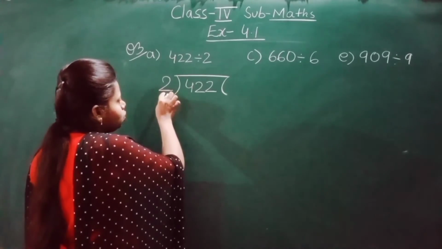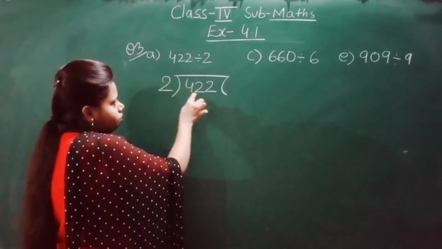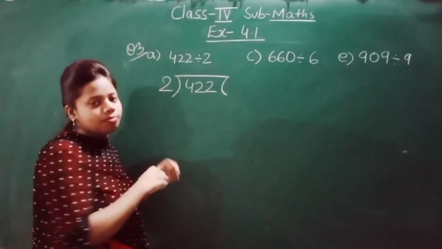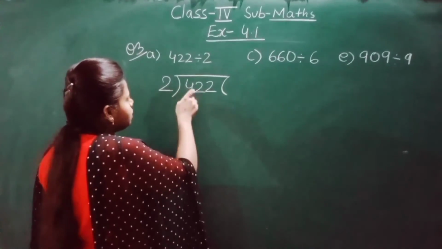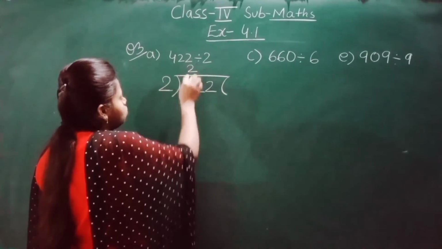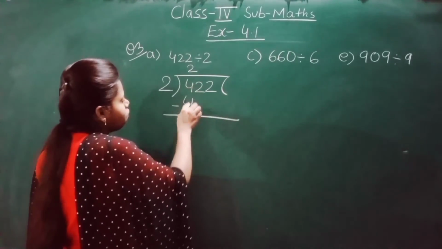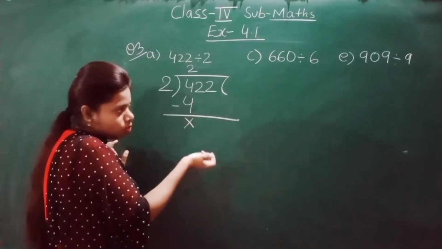So we have to divide this number by 2. First we'll start with the first digit. 2 in 2 table, 4 is there. 2 ones are 2, 2 twos are 4. So 2 how much makes 4? 2 twos are 4. So we will write 4 here also. Then we will subtract. 4 minus 4 is how much? 0. So we will put a cross, or you can put 0 also.